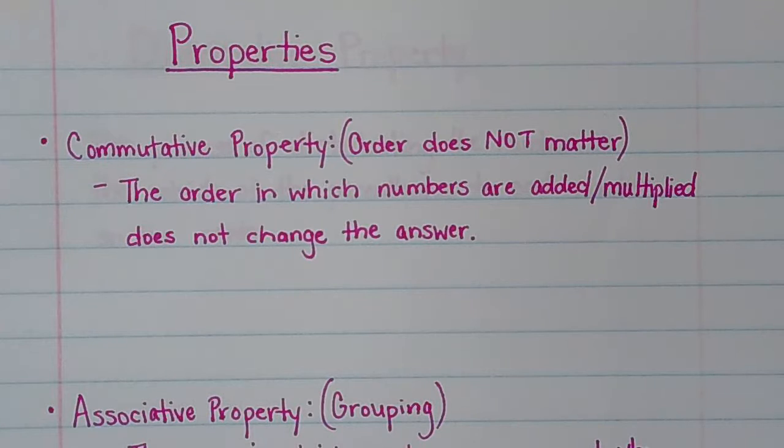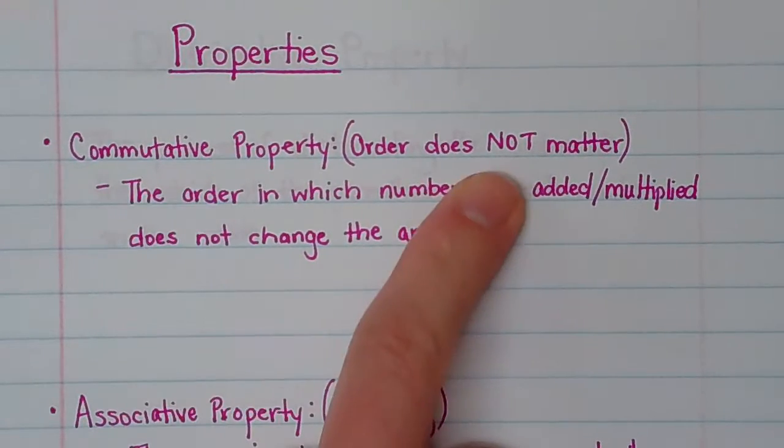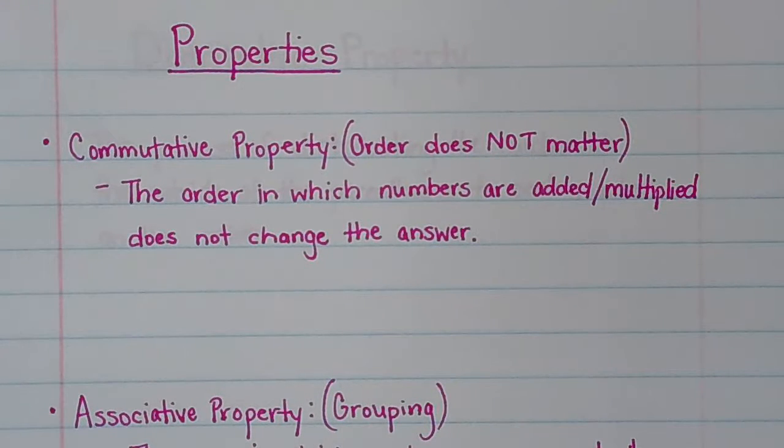But when you're adding and multiplying, it does not matter what order the numbers are in. You're still going to get the same answer. It doesn't matter if there's 3 numbers, 6 numbers, 12 numbers. No matter what order you put them in, it's always going to give you the same answer. So that's why commutative property, order does not matter. So just a couple examples.